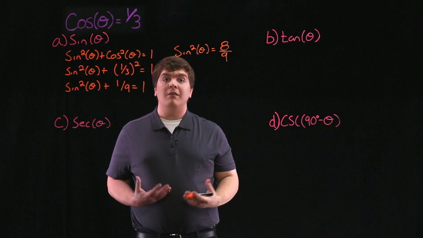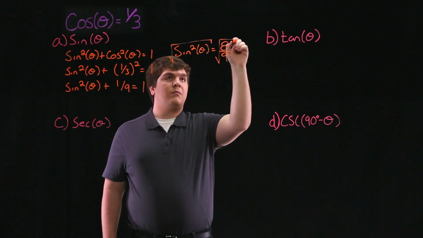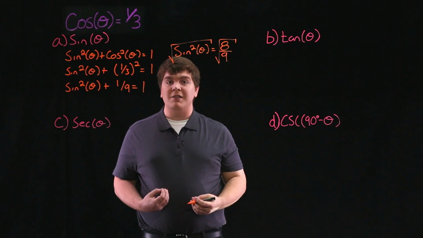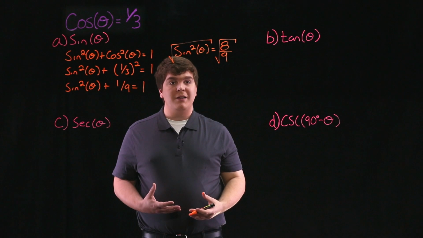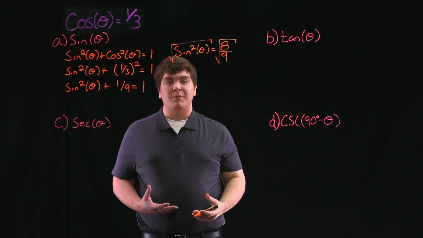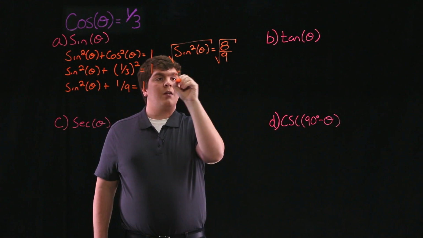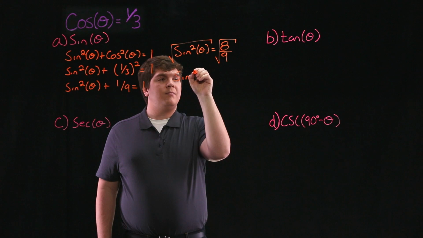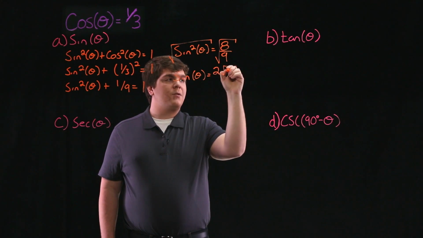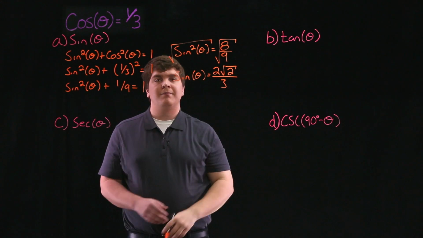And we can solve for sine by taking square roots of each side of our equation. And we'll want to be careful here. Because we're taking square roots of sine squared, normally we'd end up with a plus or minus. But in this case, since we're talking about sides of a right triangle, all of our side lengths are positive, so sine will be positive. So we're left with sine of theta is equal to 2 times the square root of 2, all divided by 3.